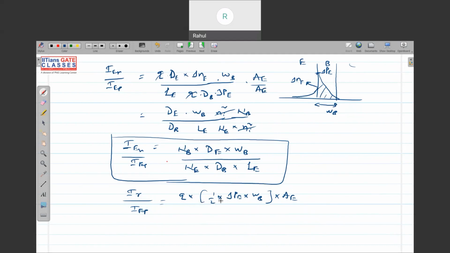Okay. This total charge is lost in how much time? In tau B. Tau B is the minority carrier lifetime in the base region. So the charge is getting lost in tau B, the minority carrier lifetime. That is nothing but your recombination current. Recombination current is charge divided by the time. Time is the minority carrier lifetime, and this is the charge lost. Okay. This is my IR.